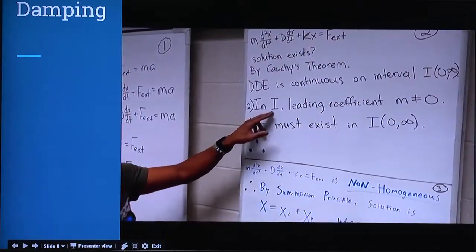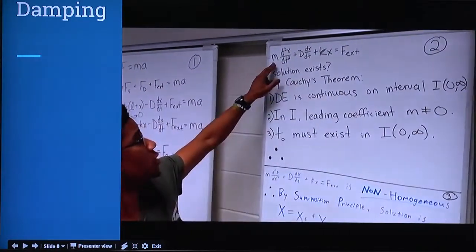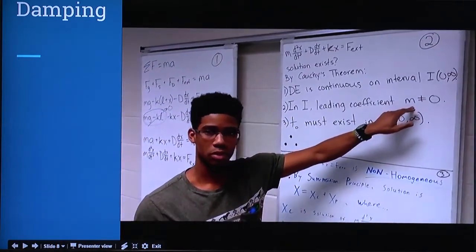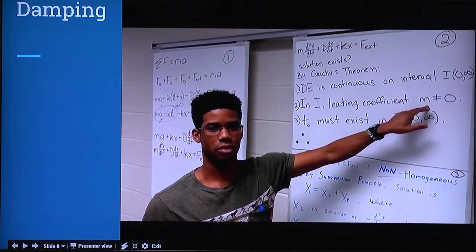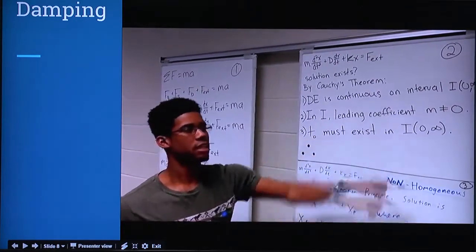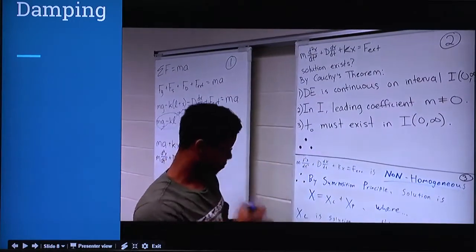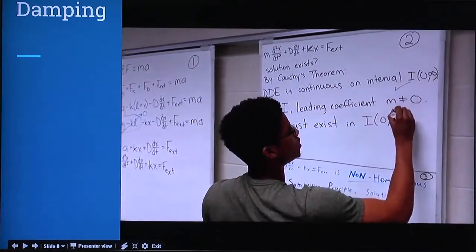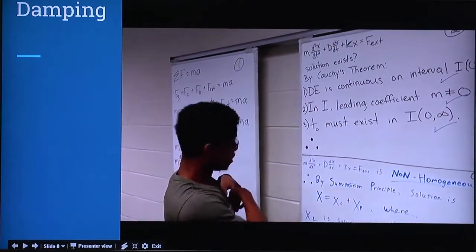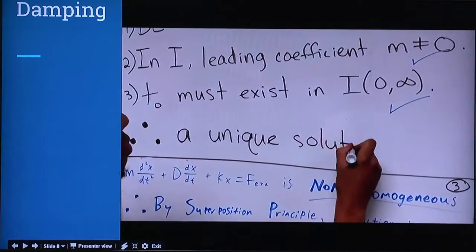Second condition, in our interval, our leading coefficient would have to remain non-zero. The mass of our cars is what the m represents in our differential equation. Therefore, the mass of our cars will never equal 0. Hopefully, none of your cars equal 0 in terms of mass. Our third condition, our initial time must exist in our time interval. Our time interval is always positive. We're never going to have a negative time. Therefore, these 3 conditions, 1, 2, and 3, are all checked. Therefore, by Cauchy's theorem, a unique solution exists.